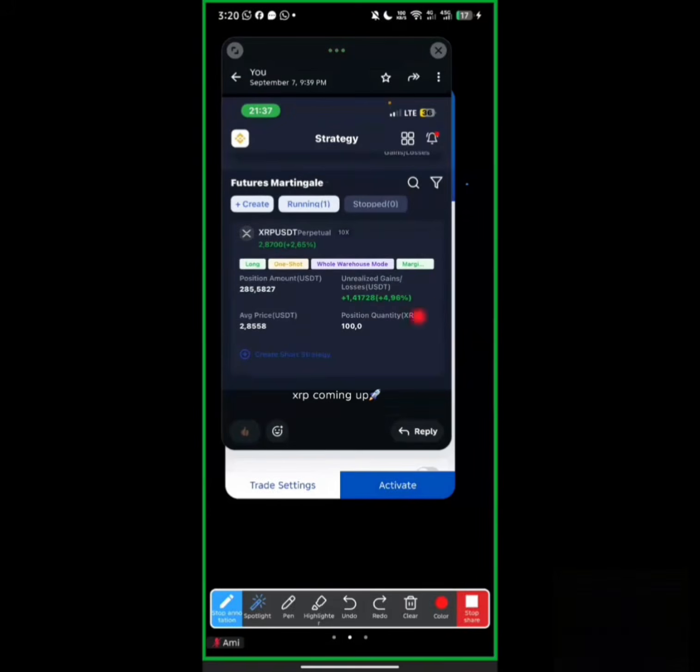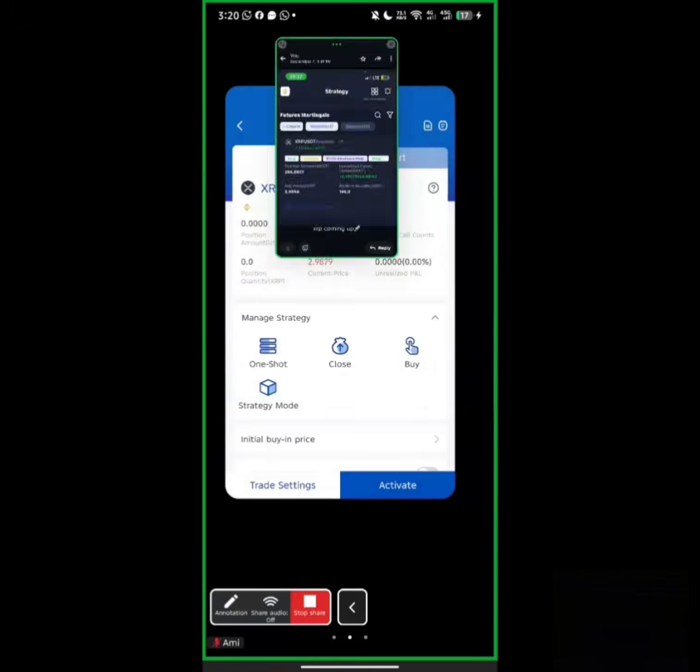Can you see it here? Where is it? Long. Can you see long here? This is long here. So it will show as long like that. It will show you that you are already on long like that. So that will only come up after you have started a trade.